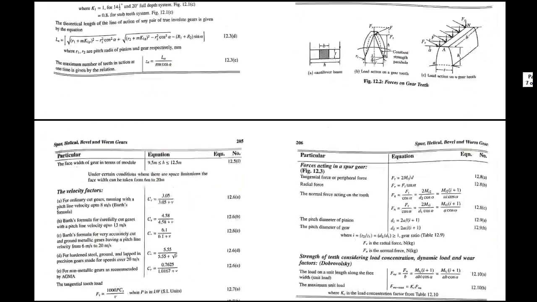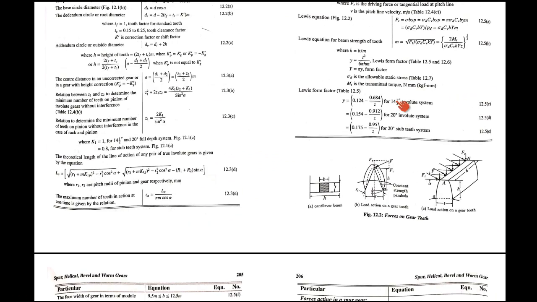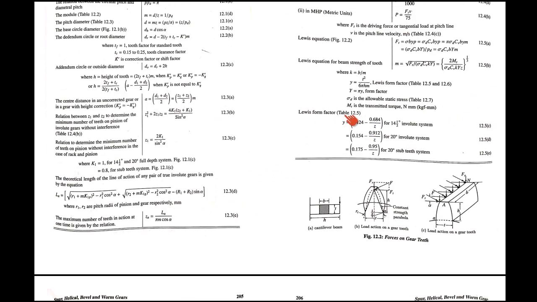Let us go and see what is given in there. This is the equation for the Lewis form factor. Y equal to 0.124 minus 0.684 over Z. That is for the 14.5 degree involute, 20 degree involute system and 20 degree stub teeth. So three different equations are for three different systems. When you substitute the value of Z1, we will get the value of Y1. When we substitute Z2, we will have the value of Y2. So these are the Lewis form factors.